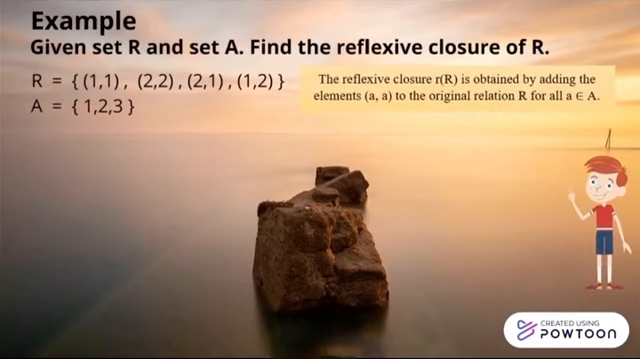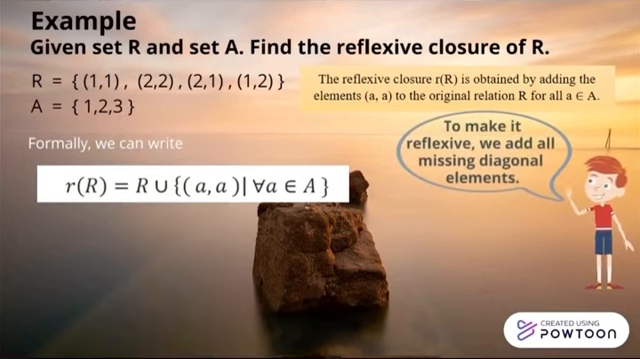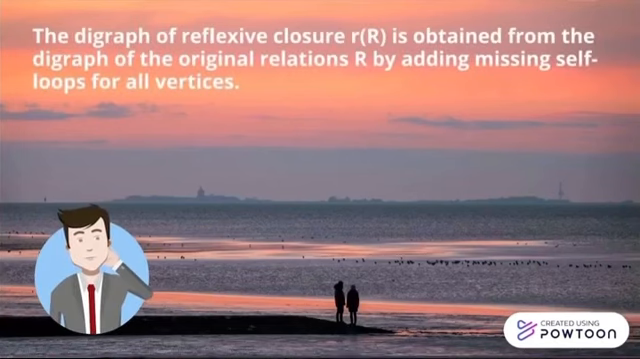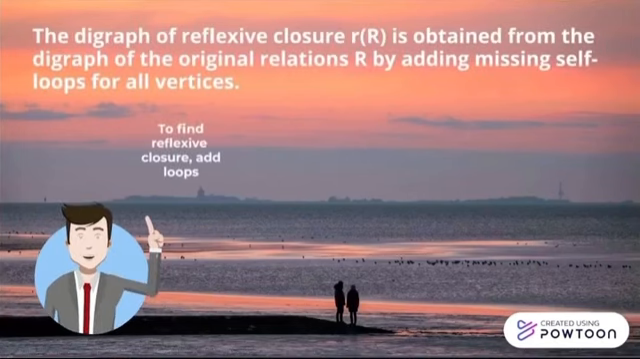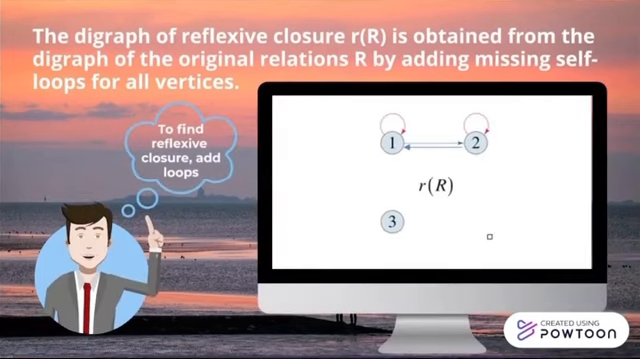For this example, we need to find the reflexive closure of R. To make it reflexive, add all missing diagonal elements. To obtain the digraph of the reflexive closure, we add missing loops for all vertices.